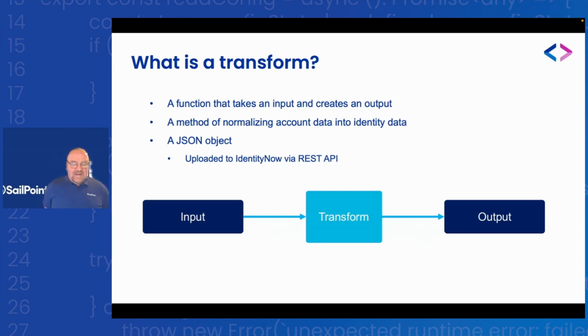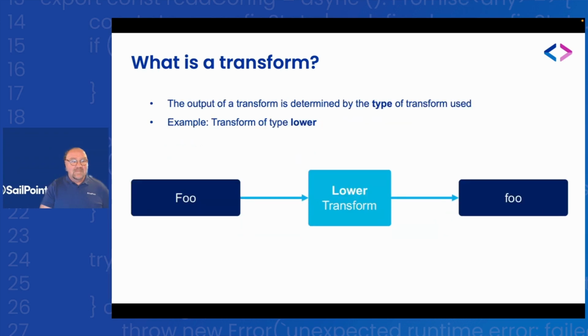Another way that you can think of what a transform is exactly, it's just a JSON object. And you can load the JSON object up into IdentityNow just via REST API. So as an example of a transform, we're going to take the input foo with an uppercase F, and we're going to push it through the lower transform. We've got lots of different types of transforms. So here we're showing what happens with the lower, and expectedly, the output will be foo, but in lowercase.